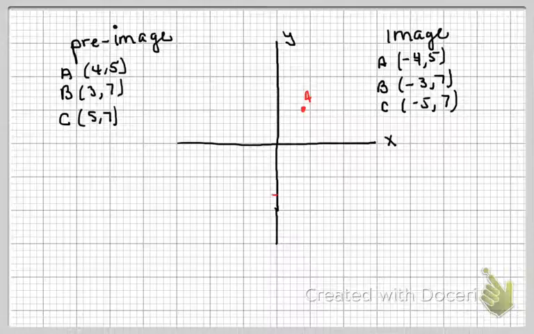Next one is 3, 7. 1, 2, 3, then 1, 2, 3, 4, 5, 6, 7. That's B. And then C is 5, 7. 1, 2, 3, 4, 5, 6, 7. So it's right there. I'm going to erase this A so I can see it better. Oh, wrong one.